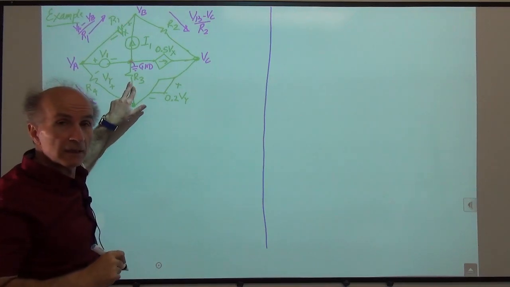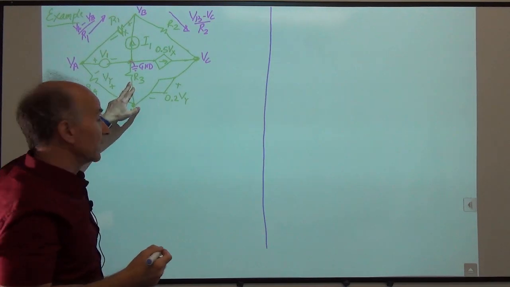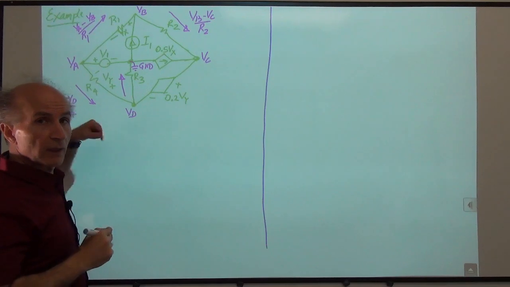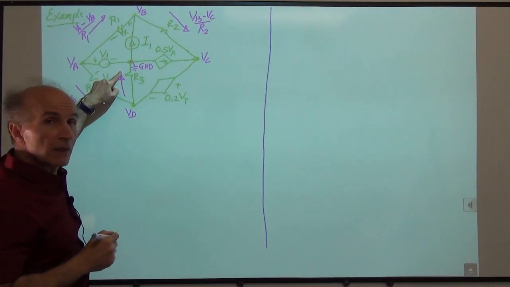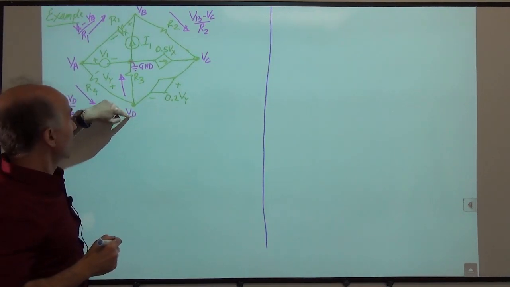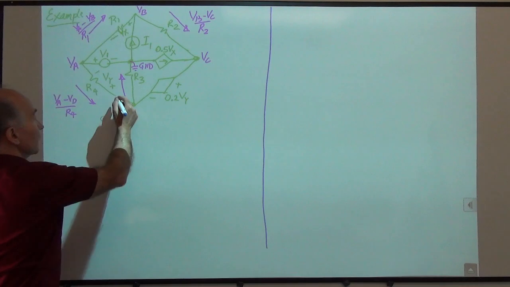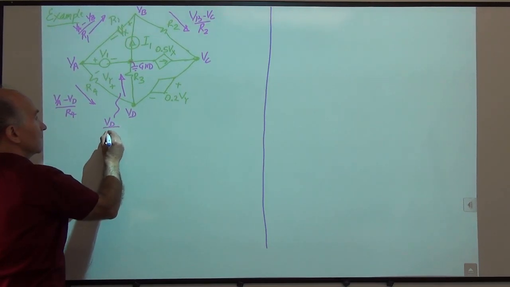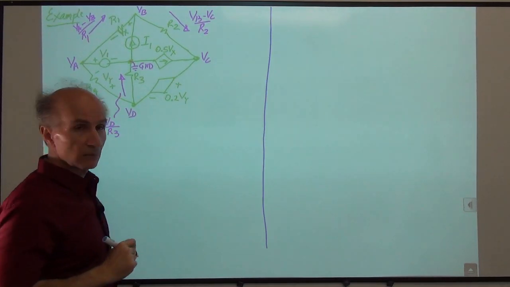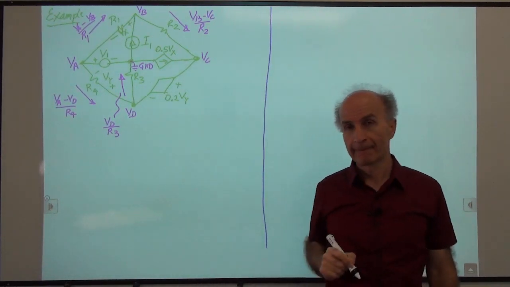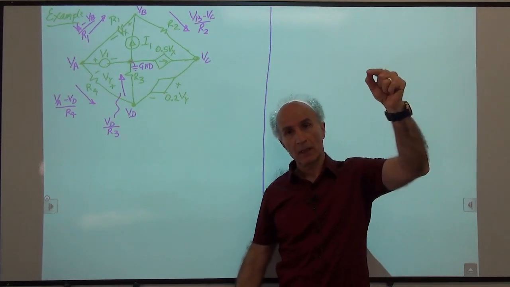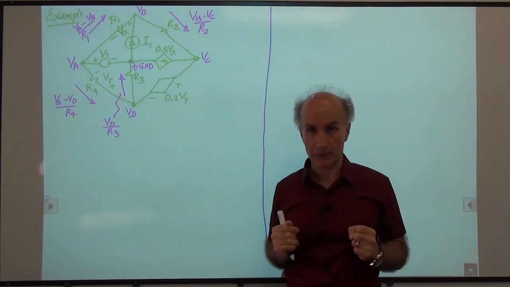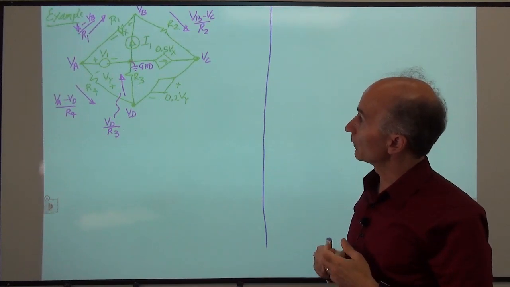And finally, we have R3. Which way should we pick the current? Either way. So for example, let's say the current is going this way. If the current is going from bottom to top, then its value is given by the bottom voltage minus the top voltage divided by the resistor. So that current is given by the bottom voltage, which is VD, minus the top voltage, which is 0, divided by R3. You should always remember, if the current is going from here to here with this direction, then it is given by this voltage minus this voltage divided by the resistor. So we found all the currents.